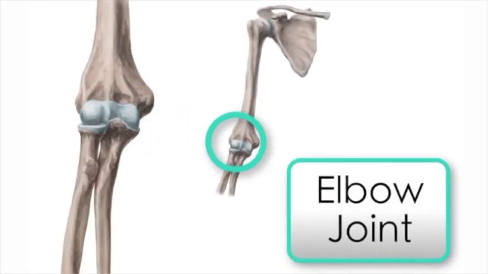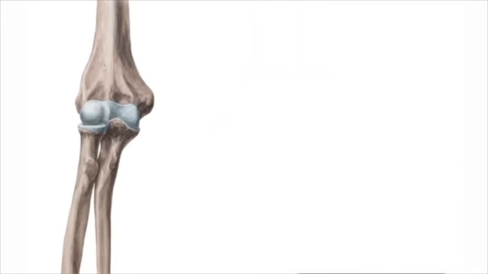The elbow joint. Now I'm going to try to simplify this joint for you because it's quite tricky to learn. And for that reason, the very first thing that you have to understand is that the elbow joint happens between three main bones, as you noticed here on this image as well.